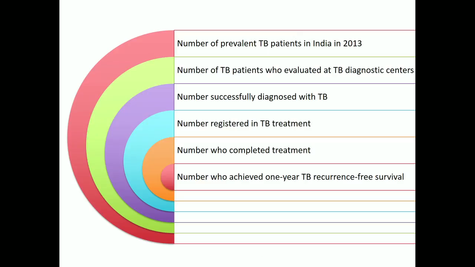So of the number of prevalent TB patients in India in 2013, we estimated the number of TB patients who were evaluated at TB diagnostic centers, the number successfully diagnosed, the number registered in TB treatment, the number who completed treatment, and the number who achieved 1-year TB recurrence-free survival. And we used 1-year TB recurrence-free survival as the patient-oriented outcome of this cascade because we think it's a better outcome than treatment completion. And when you see the cascade, I think you'll understand why. And I would just point out that number registered in TB treatment and number who completed treatment are really the known universe of program indicators for most countries.